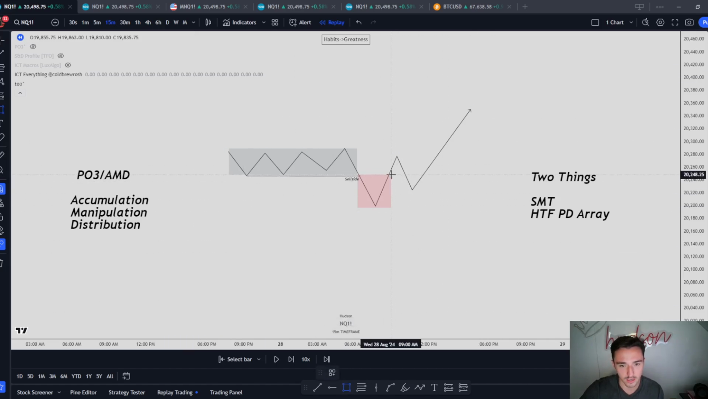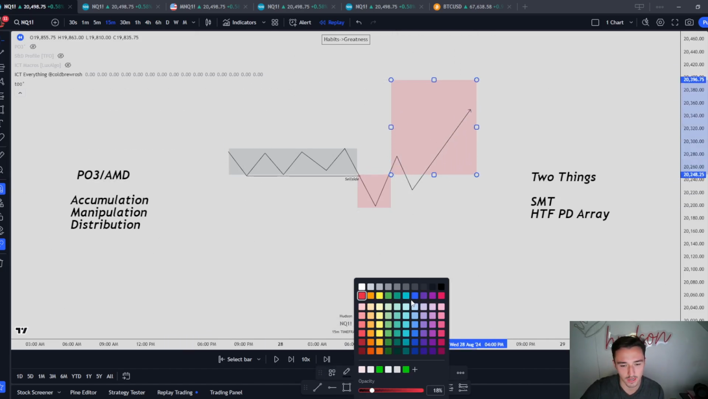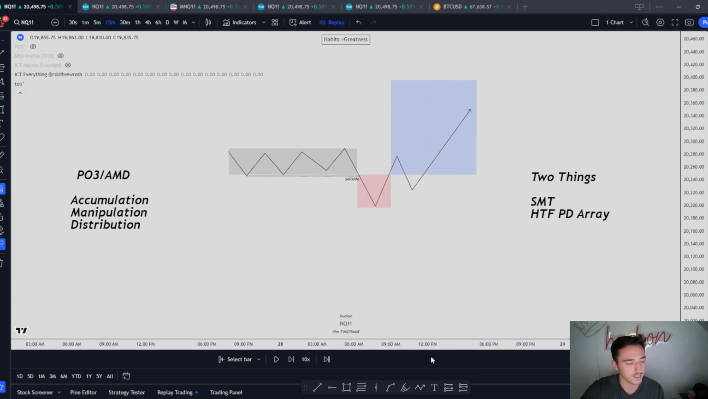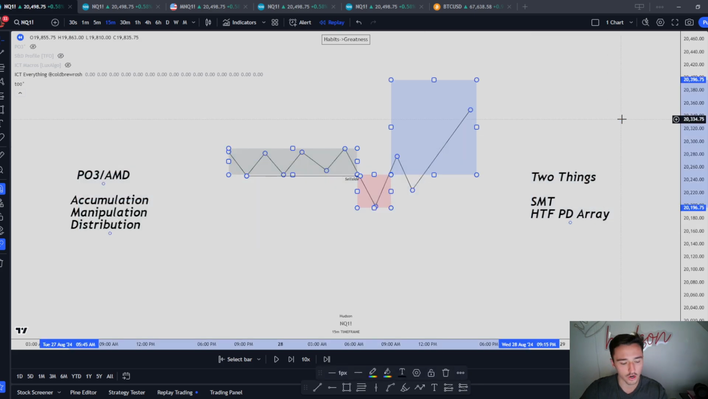So this would be your distribution. Wherever the draw on liquidity is, we distribute up to that. So: accumulate, manipulate, distribute. Two things to look for are an SMT and a higher time frame PD array. So let's hop into the charts.